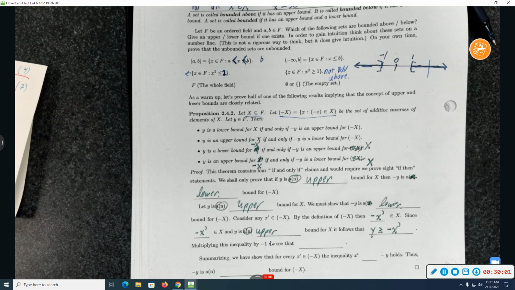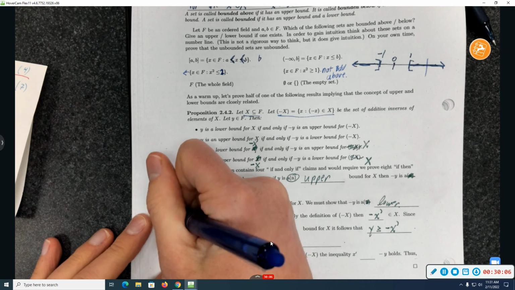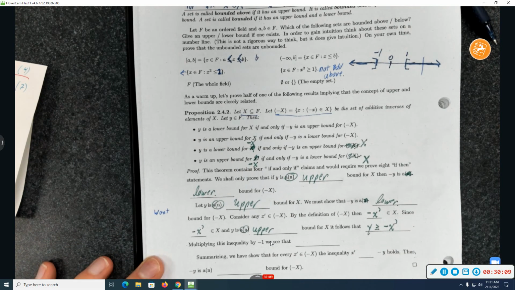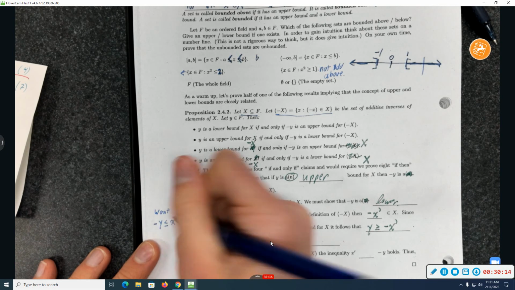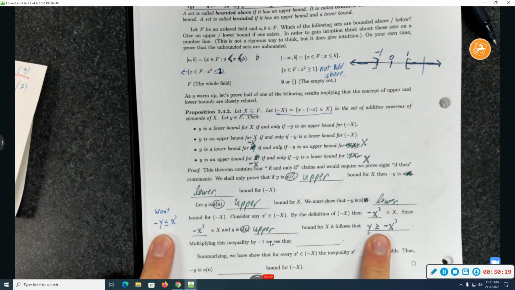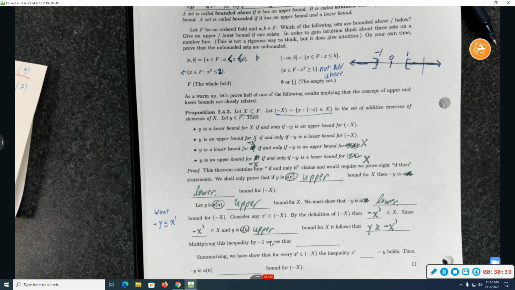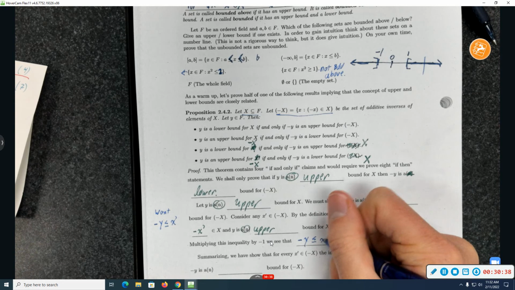All right, so let's keep in mind what we wanted. So what did we originally want? We want minus y to be a lower bound. So we want minus y to be less than or equal to this x prime. Does this inequality look like something you could turn into that inequality? By doing what? Multiplying by minus 1. And that flips inequalities, so minus y is less than or equal to x prime.